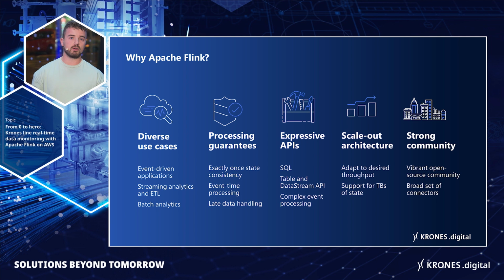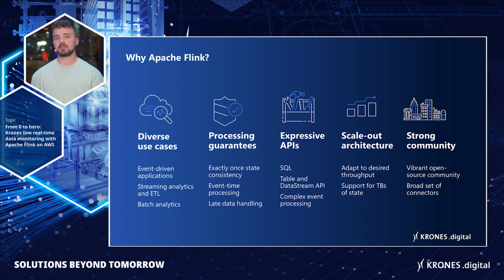Flink is also very strong on processing guarantees. So you can decide if you want to use exactly once guarantees or at least once processing semantics. It also has very strong late data handling. We will dive very deep today into how Krones is handling late data, that arrives later to the stream than it should.